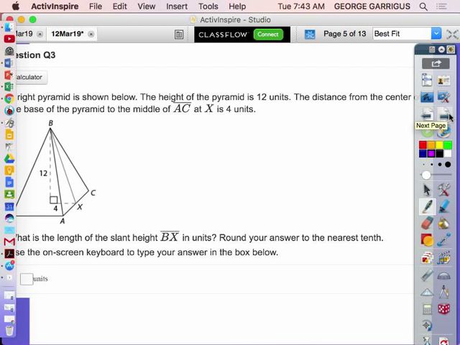Question 3, a right pyramid is shown below. The height of the pyramid is, here's the right angle here. So this has got to be a and b. And if this is the right angle, here's the leg, and then this is the hypotenuse. That is little c. The height of the pyramid is 12. The distance from the center to the base, in the middle of AC here, at x, is 4 units. What's the length of the slant height?